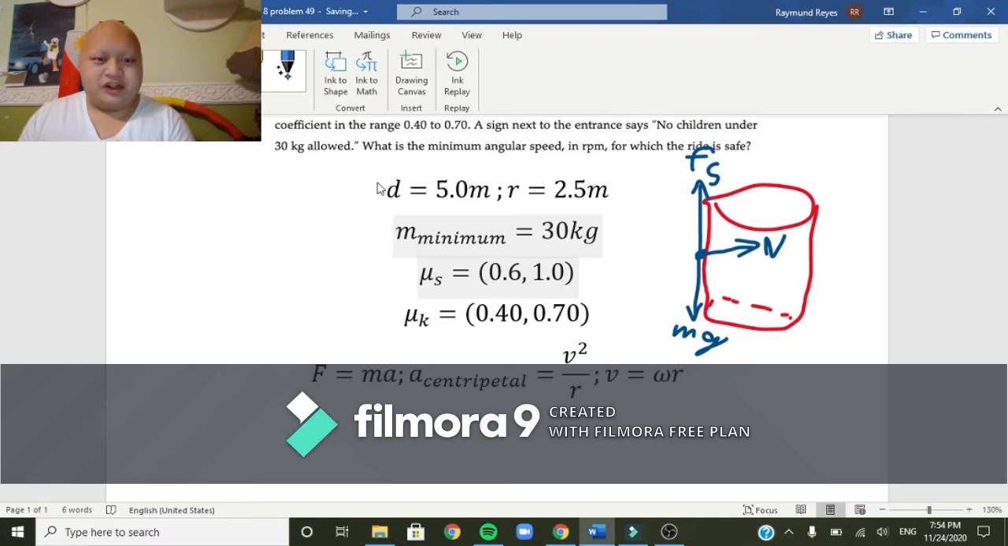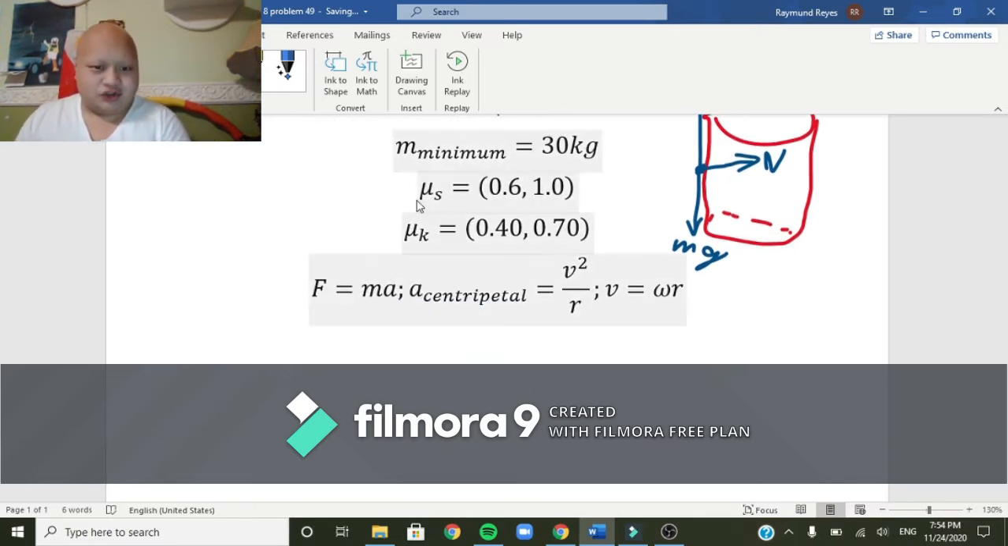So anyways, the givens are that the diameter is 5 meters, and half the diameter is the radius, and that's what we need. So half of 5 is 2.5. The minimum mass is 30 kilograms. Remember, kilograms is the SI unit.